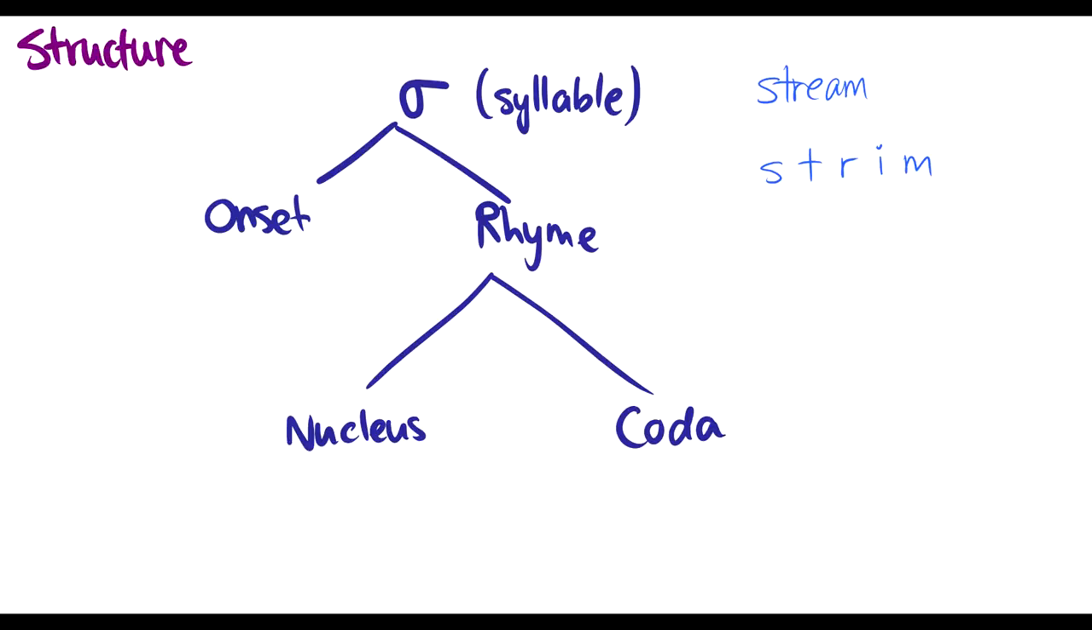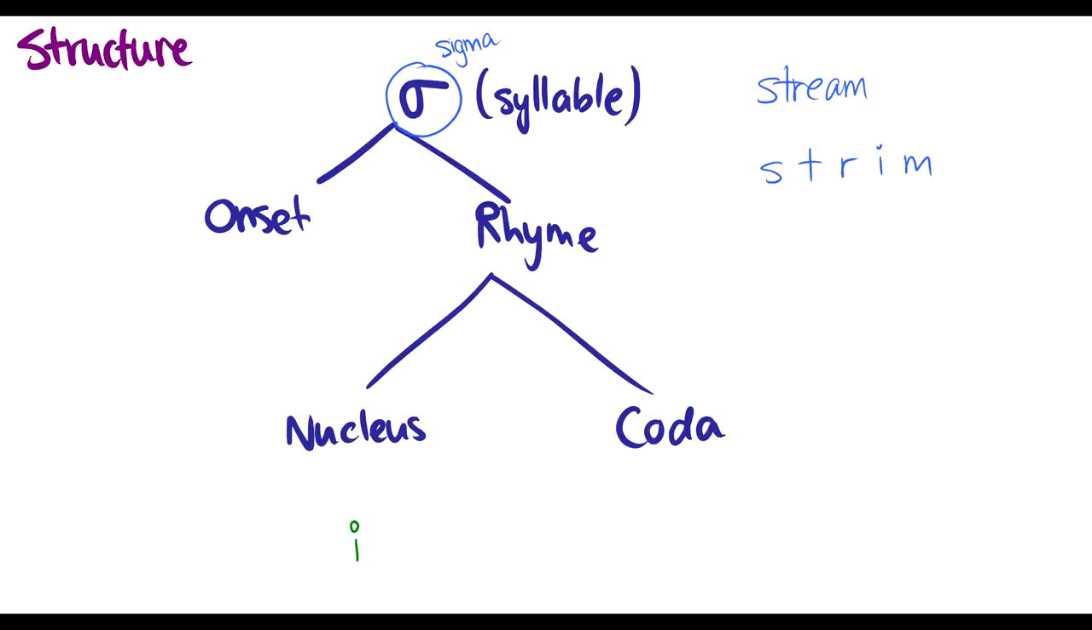So we have the onset and the rhyme. So we have a syllable. This is sigma. This is lowercase sigma in Greek. We use it because it starts with an S, same as syllable. This breaks into the onset and the rhyme, which contains the nucleus and the coda. The most important part is the nucleus. This is the center vowel. For instance in stream, it's the E.